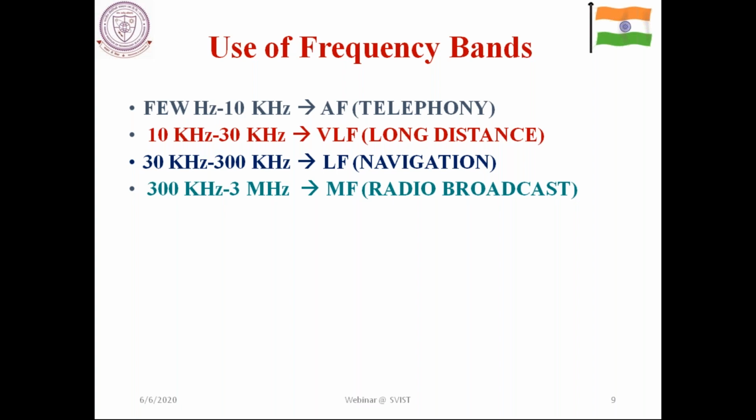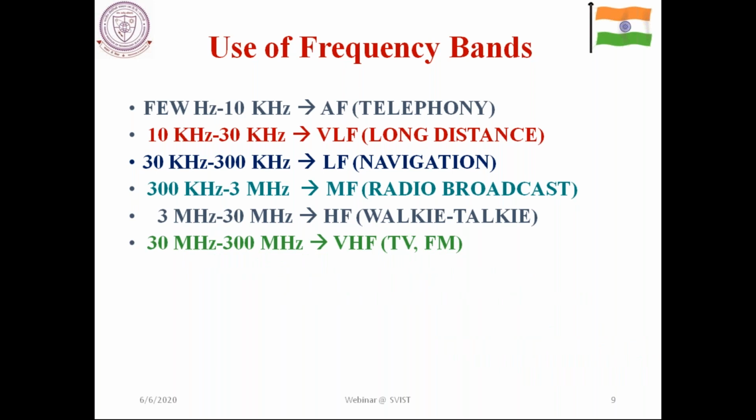The next one goes from 3 to 30 megahertz, the high frequency band, which has been used for walkie-talkie applications. The very next one is between 30 and 300 megahertz, the very high frequency or VHF band, used for television as well as frequency modulation applications. If you notice very accurately, the FM frequency bands lie between 88 and 108 megahertz. If you consider Red FM or Big FM or Radio Mirchi, all of them are between that 88 to 108 megahertz. So those kinds of things you have to take into account.